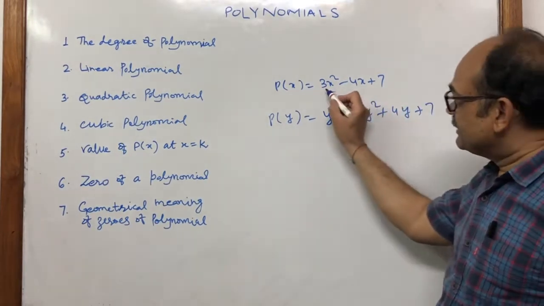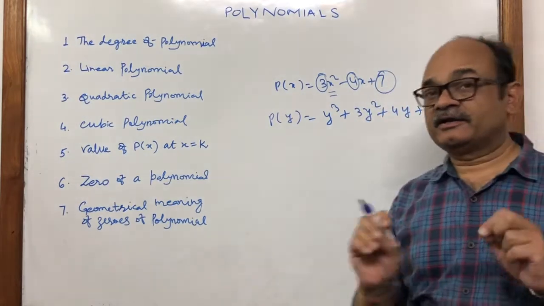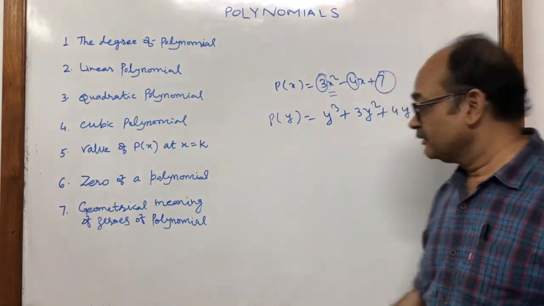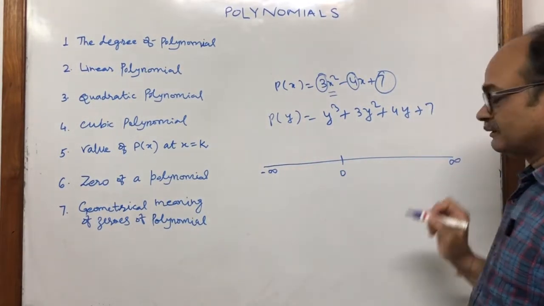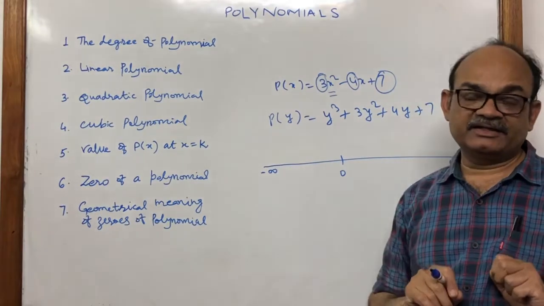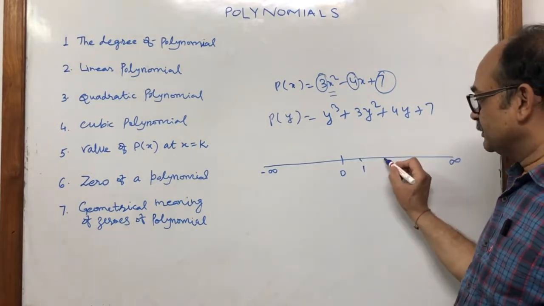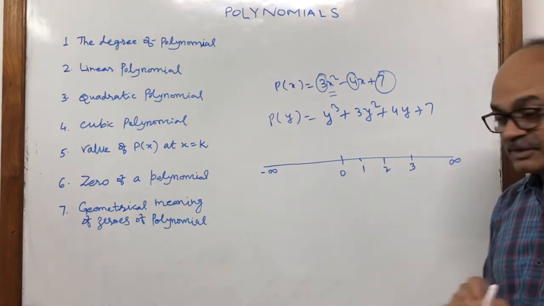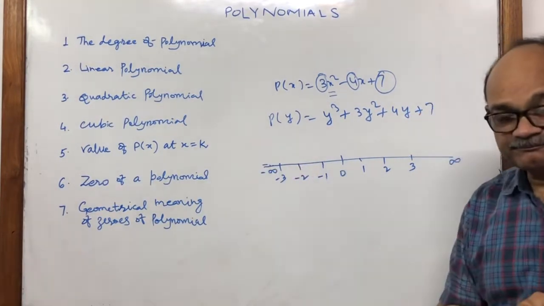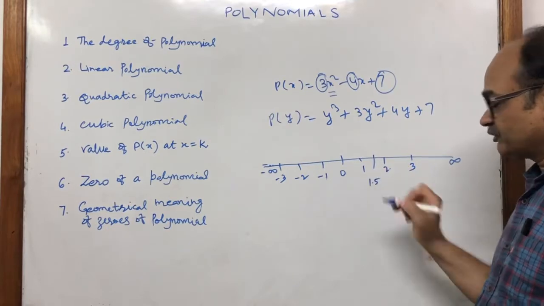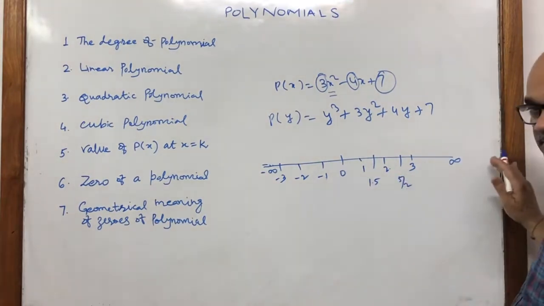The important point is these coefficients all are real numbers. And what is a real number? All the numbers lying on the number line, all real numbers. You know from your class 9th, we can plot 1, 2, 3 on the number line. We can plot -1, -2, -3 and so on on the number line. We can plot 1.5 on the number line. We can plot 5 by 2 on the number line and so on.